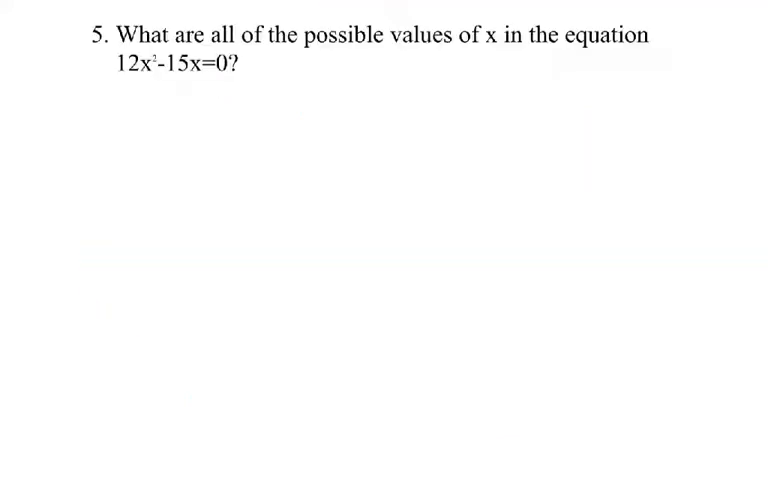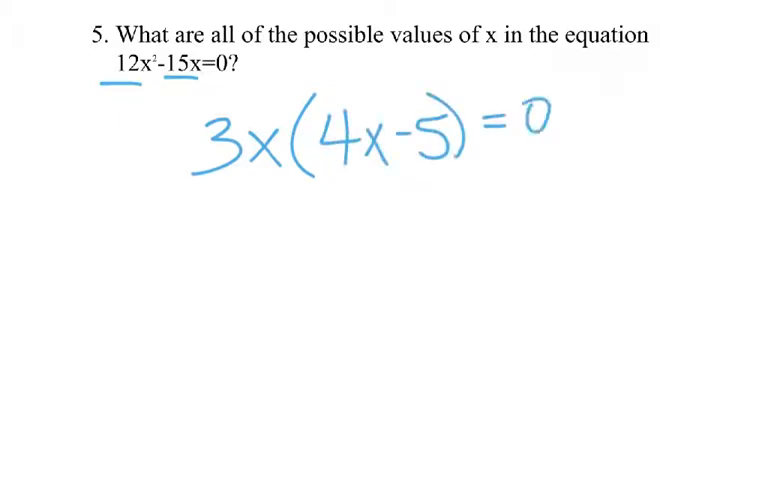Okay. What are all the possible values of x in the equation? Still talking about the same thing. So for this one, I just know from doing it that factoring is going to be the easiest way, so that's what I'm going to do. So if I look at these two, their GCF is a 3x. When I pull out a 3x, I get 4x minus 5. I've factored it completely. I'm going to take the factors and set them equal to 0.